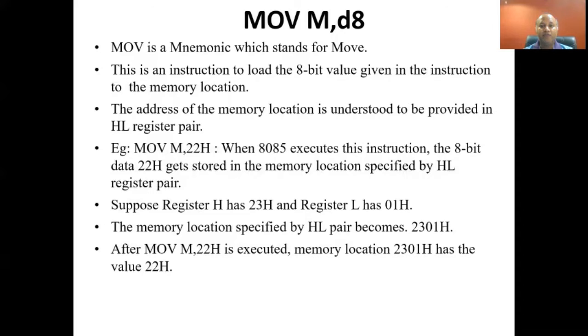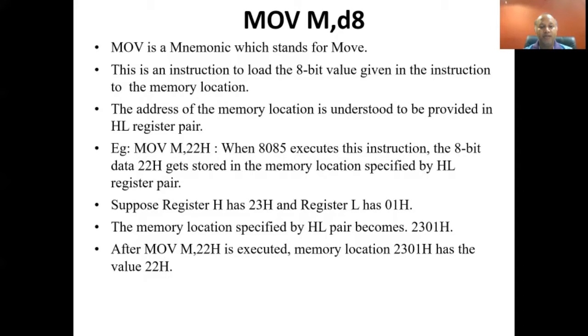Next is MVI M, D8. So D8 is the 8-bit data. MVI is a mnemonic which stands for move immediate. This is an instruction to load the 8-bit value given in the instruction to the memory location. The address of the memory location is understood to be provided in HL register pair.